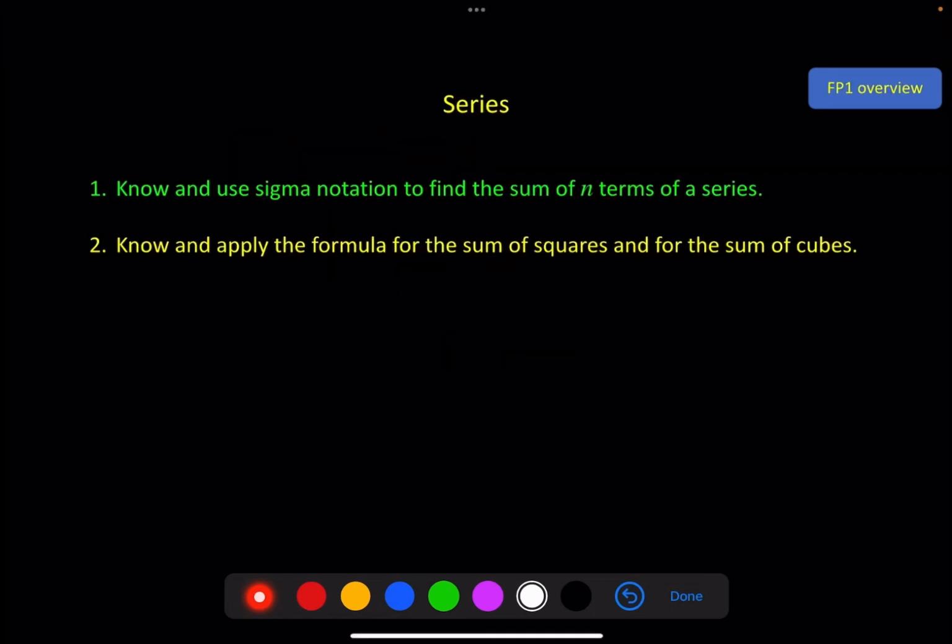An overview of the chapter. In this video, we're going to know and use something called sigma notation to find the sum of n terms of a series. And in the next video, we're going to take that on to two particular formulas, which is the sum of the squares and the sum of the cube numbers.